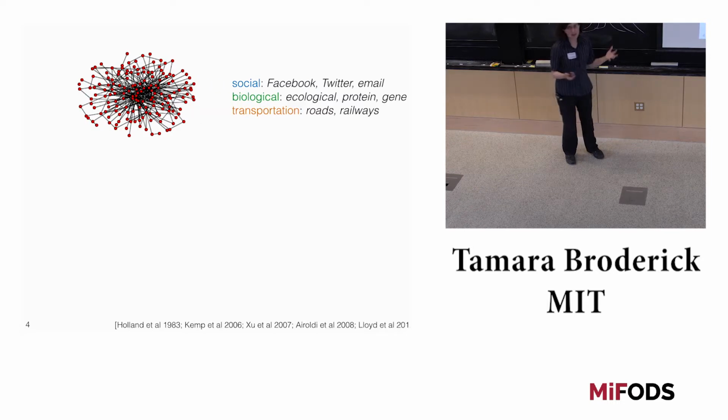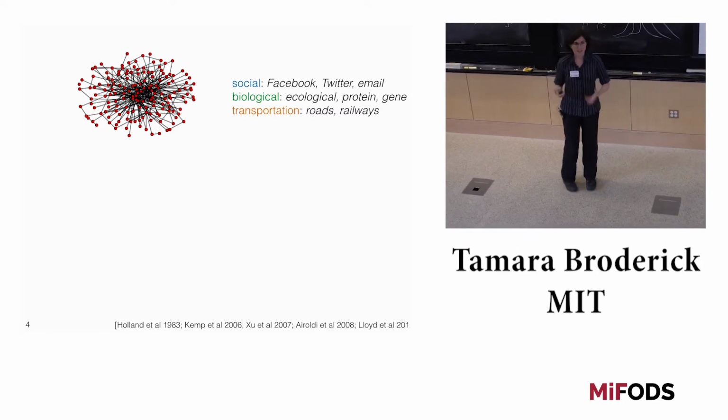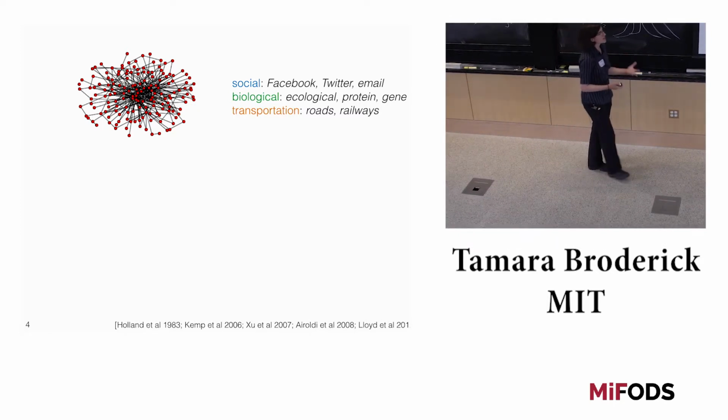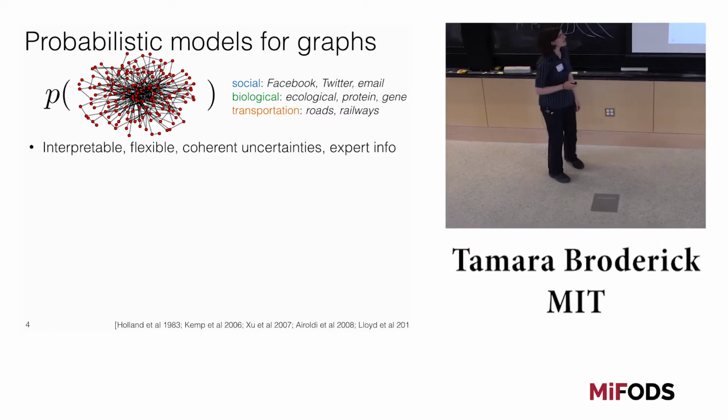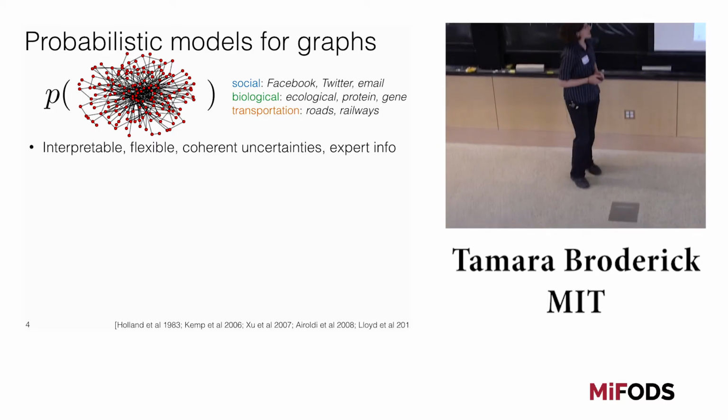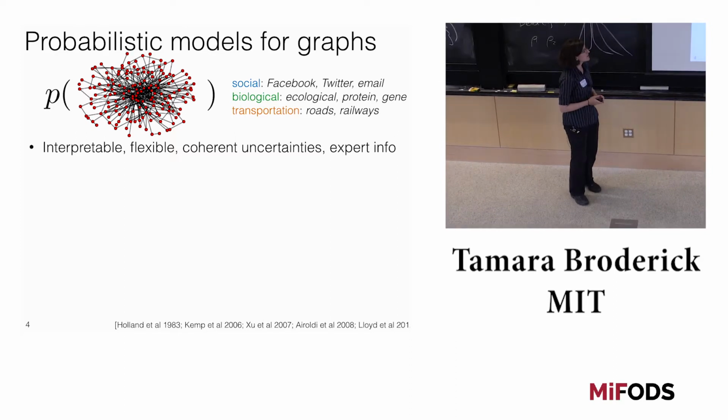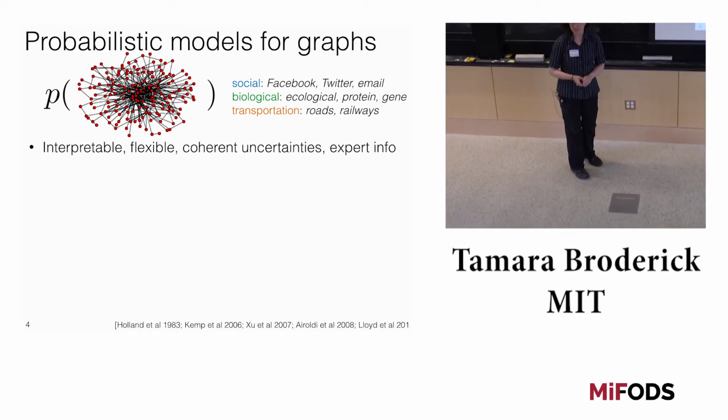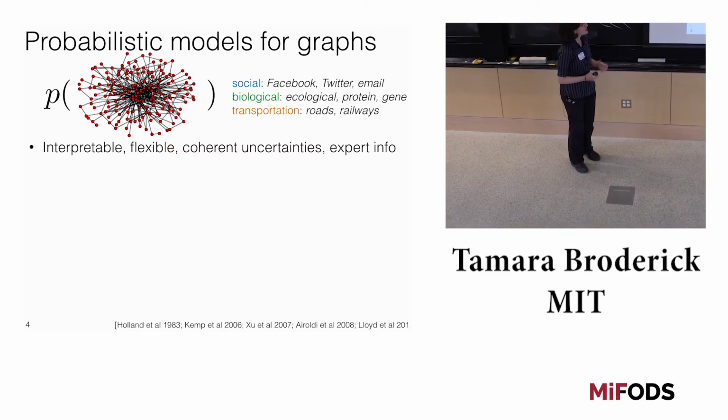Okay, so networks and graphs, there's tons of network and graph data. Again, I'm thinking about things like social networks, biological networks, transportation networks. And we might want probabilistic models for these for the same reason that we want them in any other case, that we can incorporate expert information. They could be relatively interpretable relative to some modern machine learning methods. We can flexibly build up these generative models we've been talking about. And we can get coherent uncertainties from the probabilistic framework.